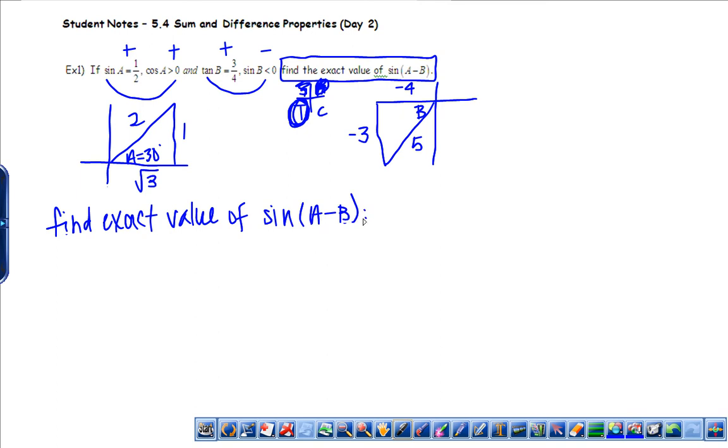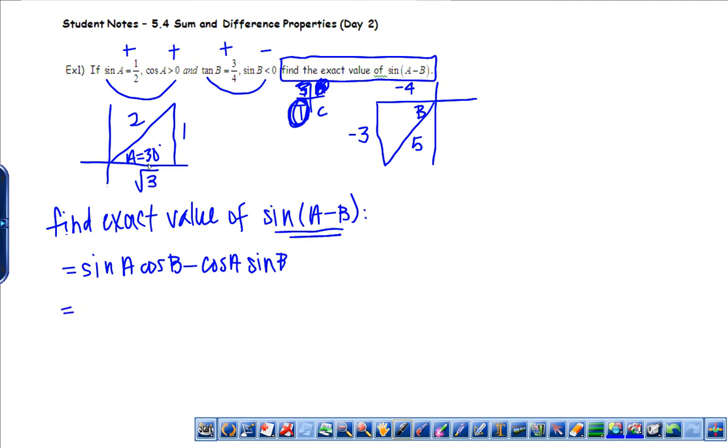So I want you to look for this formula at the bottom, and we're going to start plugging in some information. So sine of A minus B is equivalent to sine of A times cosine of B minus cosine of A times sine of B. That's why I labeled these two different triangles. And really I didn't need to know that this was 30 degrees, because I'm looking at my ratios, which I already had. Okay, so let's fill in what we know.